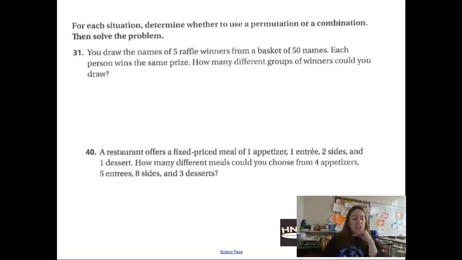All right, so I'm still on worksheet 6B, and I wanted to determine whether you need a permutation or combination.